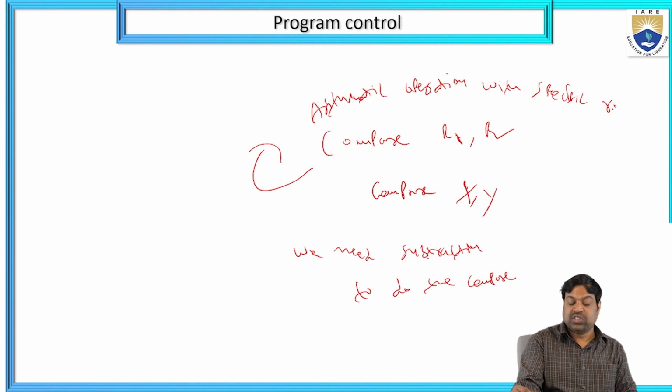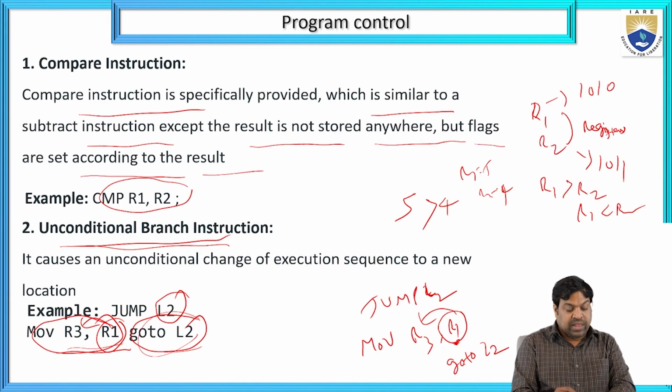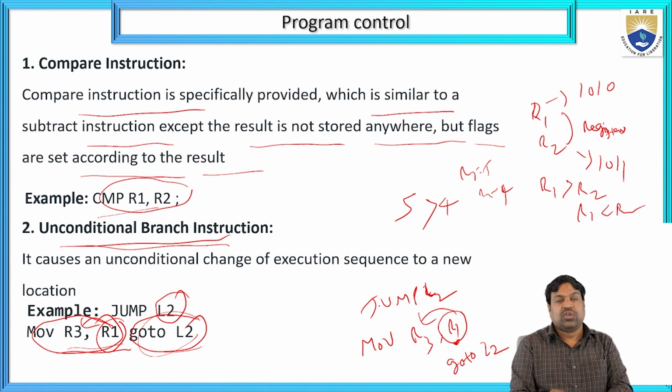with specific registers. So this I'm comparing with R1 comma R2. So I'm comparing R1 and R2, which one is the largest value or which one is the smallest value or which are the equivalent. And unconditional branch instruction means I don't have any condition to go or jump or shift from one to another like this.